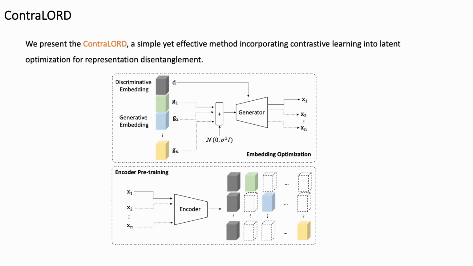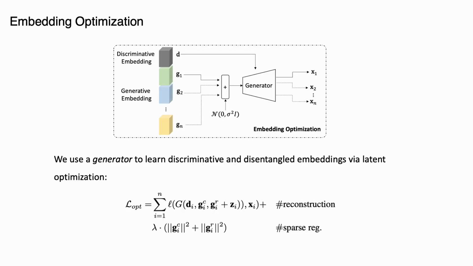So in this work, we present ContraLORD, a simple but effective method that incorporates contrastive learning into latent optimization for disentanglement. So our ContraLORD is mainly composed of two parts: embedding optimization and encoder pre-training. For embedding optimization, we use a generator to learn discriminative and disentangled embeddings with latent optimization.